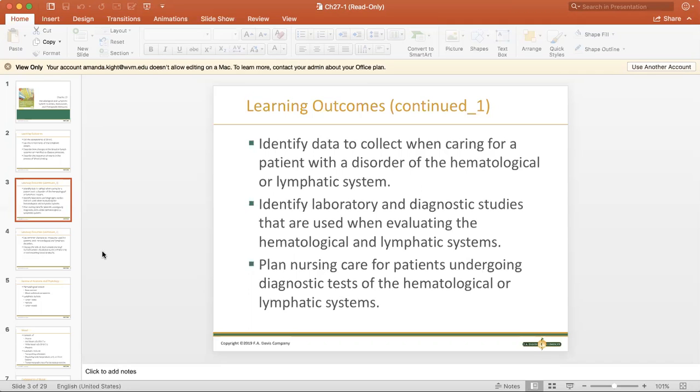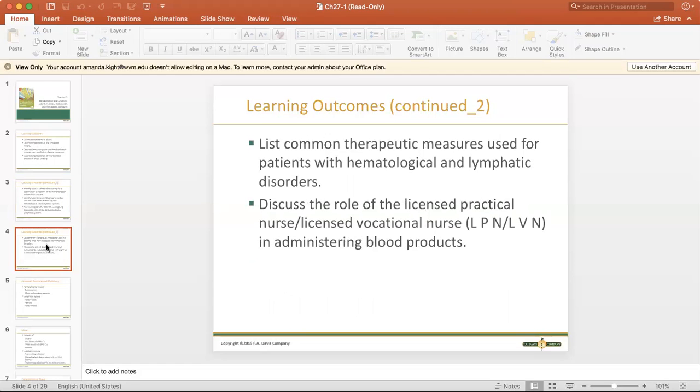And then of course, nursing care and planning, certain nursing care, and what we would want to do for patients that are diagnosed with certain diagnoses that go along with these two different systems here.